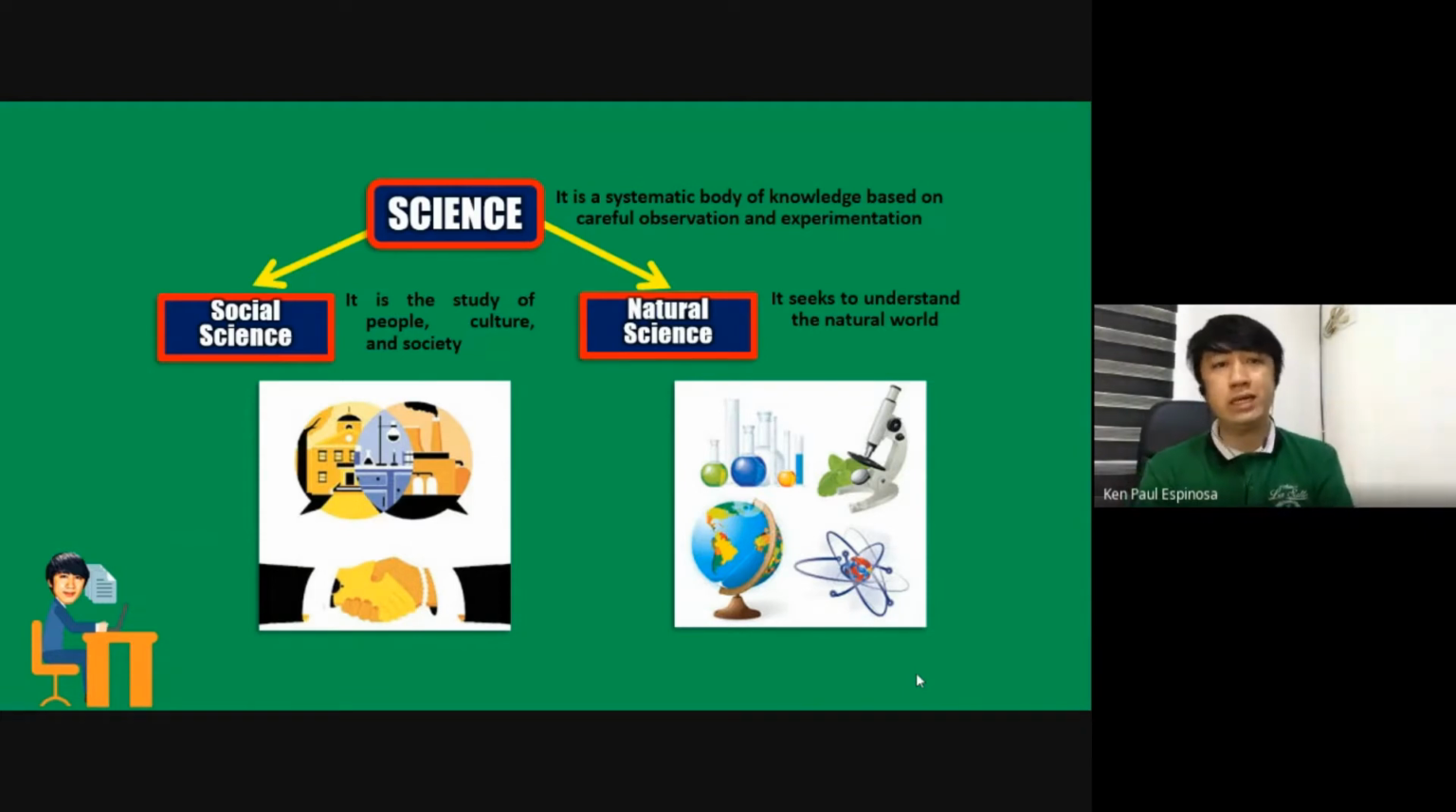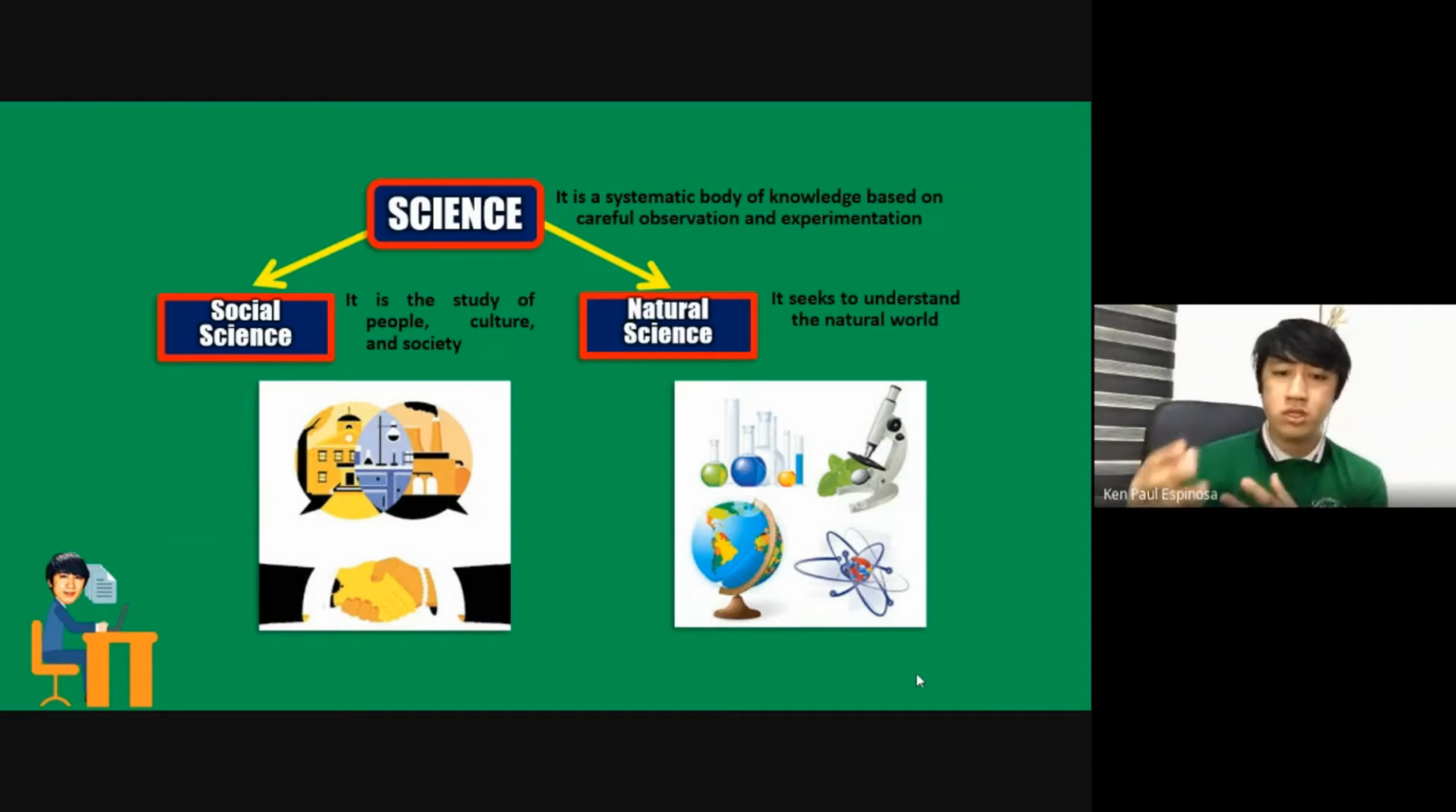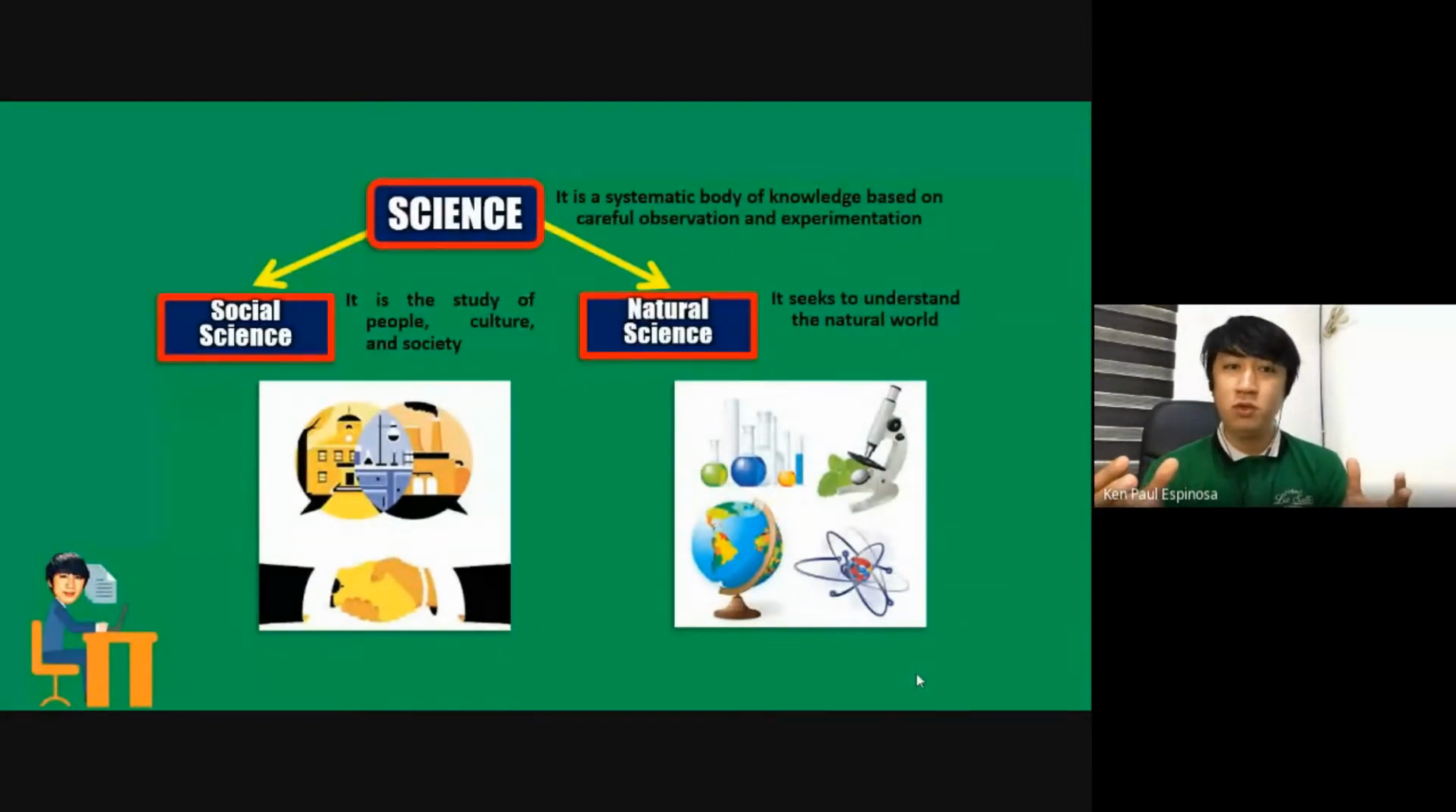When we talk about natural science, it seeks to understand the natural world. It's all about curiosity in the natural world. Why is there a tree? Why is there water? Why is there air, land? It's all about curiosity. You are curious about things, about air, about water, about living things, non-living things, existence on earth, rocks. That is natural science. It's more on curiosity.